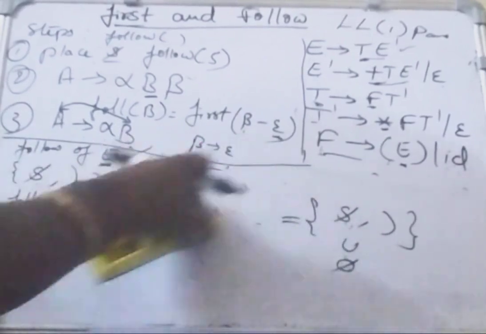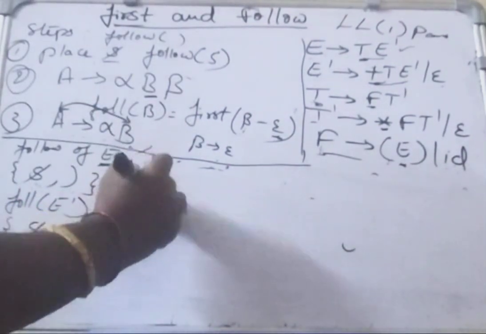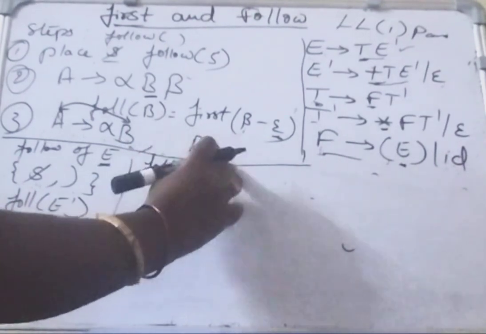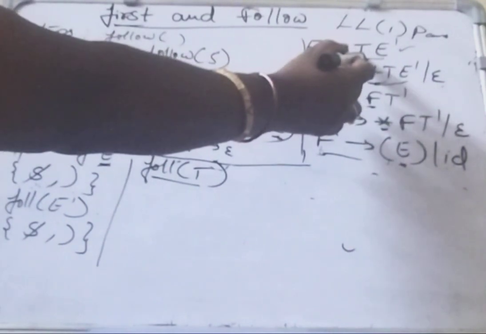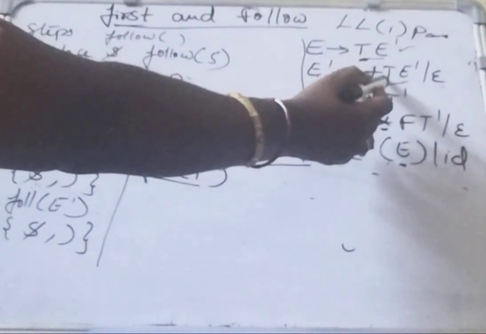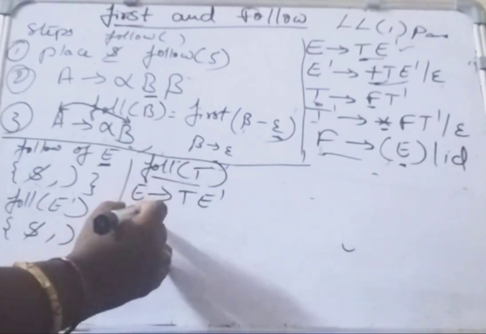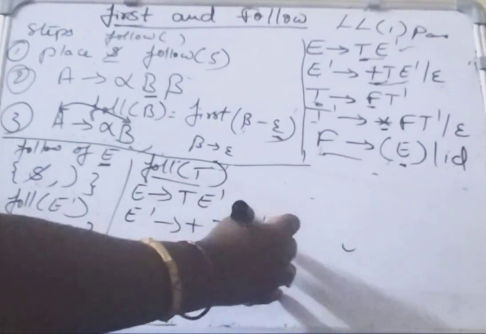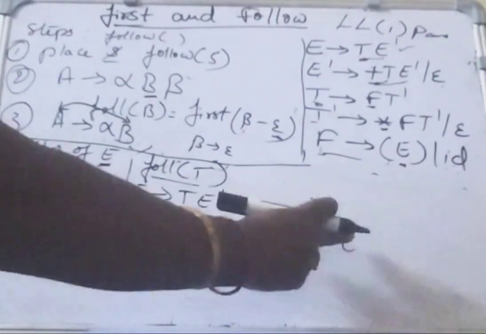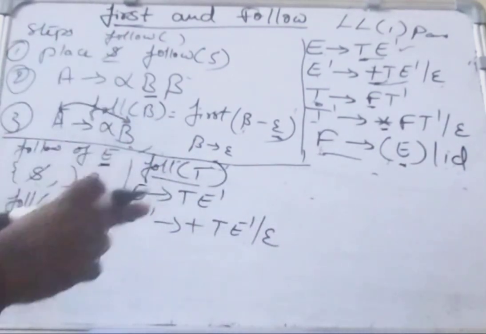Hope you are understanding this. Next find follow of T. Similarly, to find follow of T, see which are the productions where T is present on the right hand side. So here T is present, and in this production also T is present. Now take both the productions: E derives TE dash and E dash derives plus TE dash or epsilon. The same way, you have to take the union of both the production symbols, whatever you are going to get.